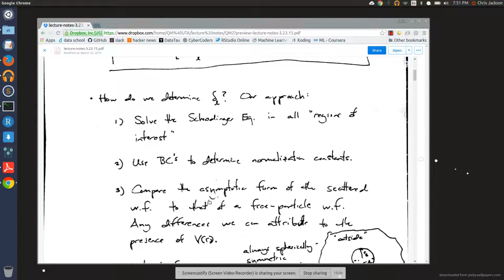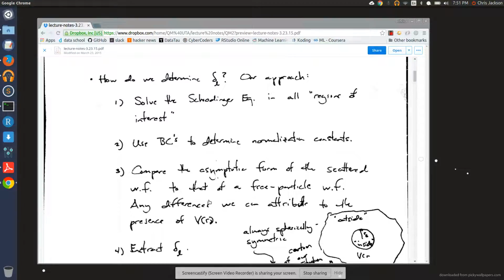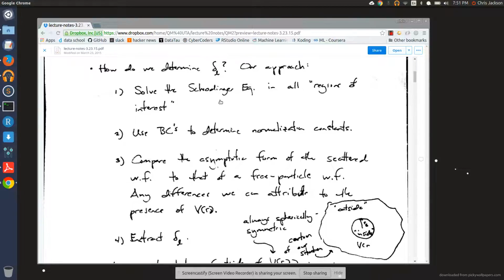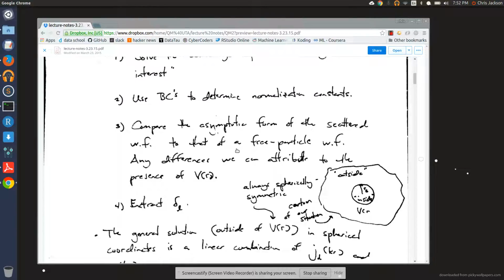So how are we going to determine this phase shift delta L? Well, there's a good approach, and let me outline it here, and then we'll put it to use. The first thing we're going to do is what we always do, which is solve Schrodinger's equation. So we're going to have something like a case like this, and this is a cartoon of our situation. This was just meant for me as a reminder, as I'm usually giving this lecture at the chalkboard.